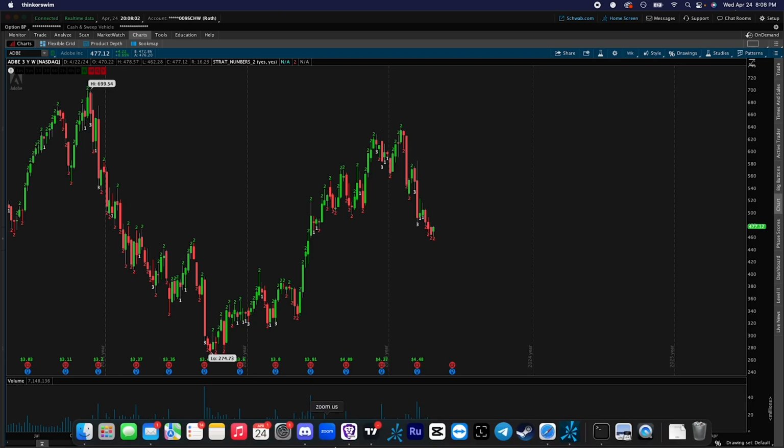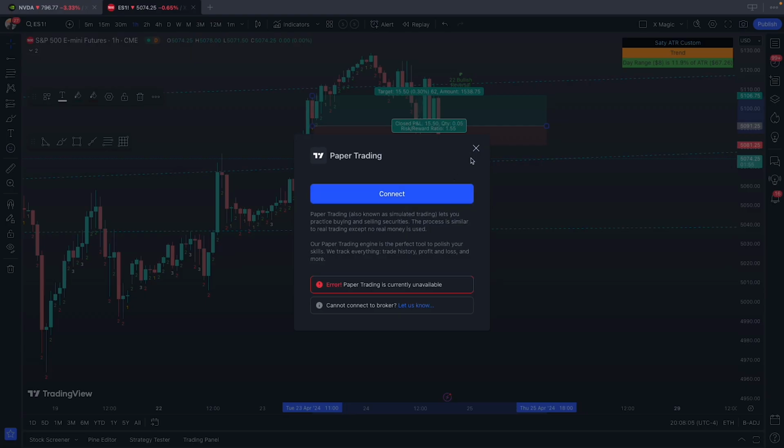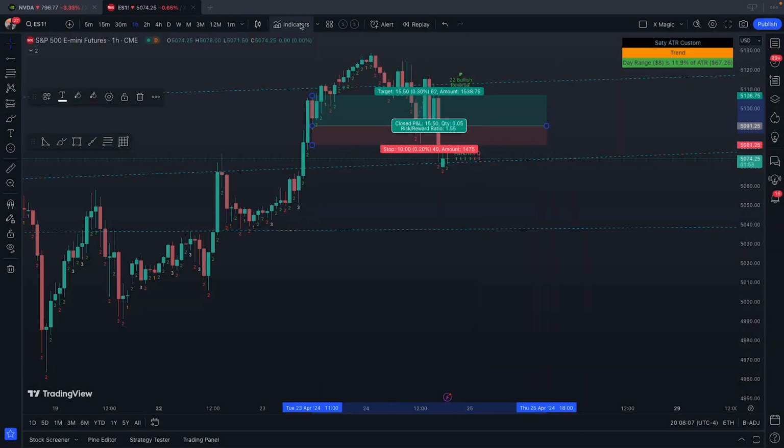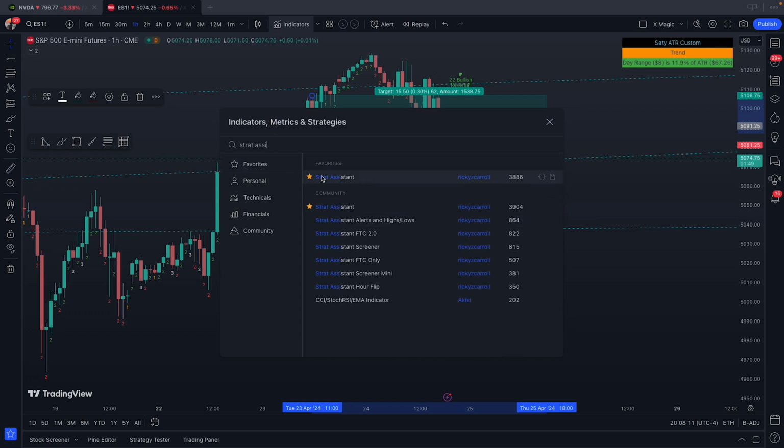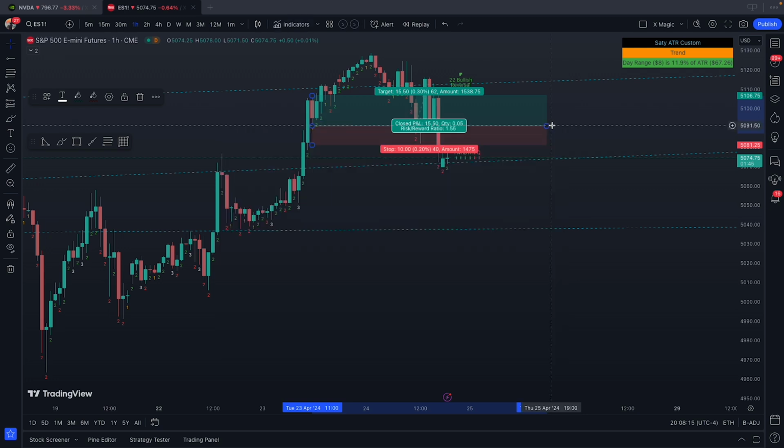And then you can also go to TradingView if you guys use that. Go to Indicators, search up Strat Assistant, and it'll be this one by Ricky's Carroll. The indicator's free. You don't have to pay for anything. And I'll actually just stay on TradingView just to make it a little easier to see the charts.